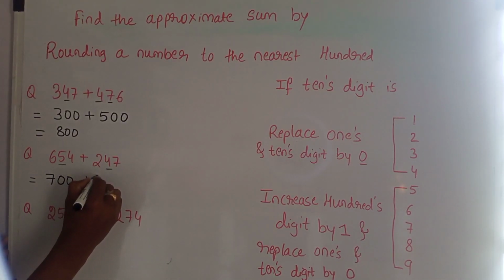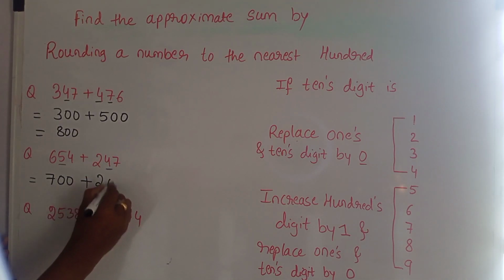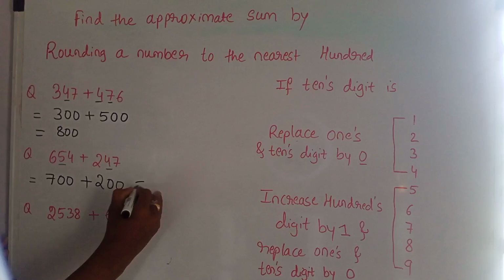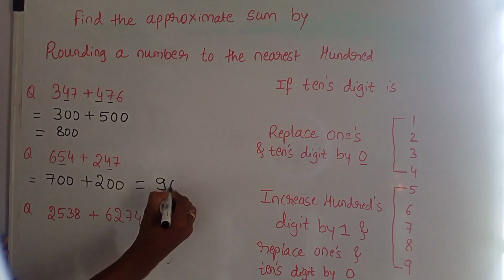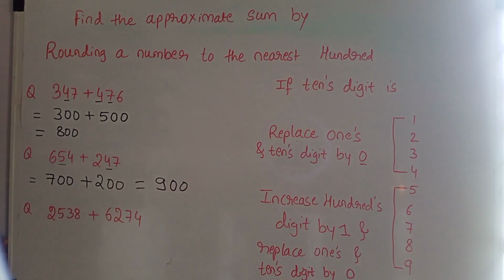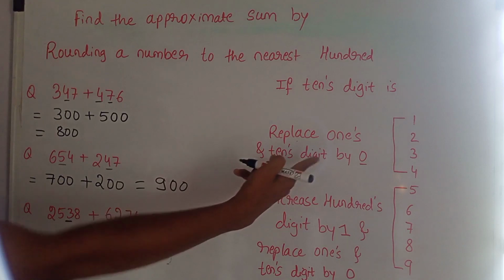Therefore, keep hundreds digit as it is and remaining as zeros. 700 plus 200 is 900. The answer is 900. Let us move for the next question. Here the tens digit is 3 as it is less than 5. Keep the hundreds digit as it is.